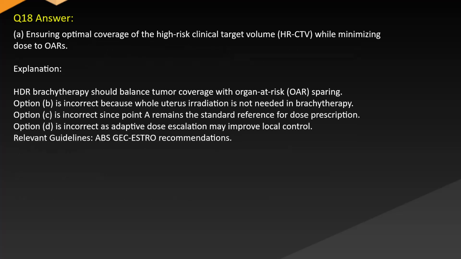Answer: A. Ensuring optimal coverage of the high-risk clinical target volume (HR-CTV) while minimizing dose to OARs. Explanation: HDR brachytherapy should balance tumor coverage with organ at risk sparing. Option B is incorrect because whole uterus irradiation is not needed in brachytherapy. Option C is incorrect since point A remains the standard reference for dose prescription. Option D is incorrect as adaptive dose escalation may improve local control. Relevant guidelines: check extra recommendations.